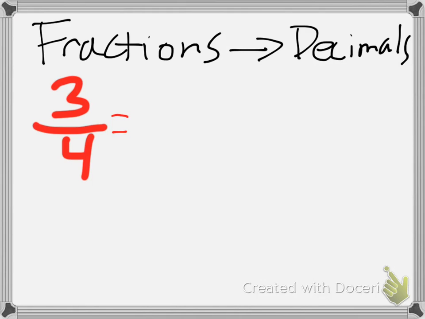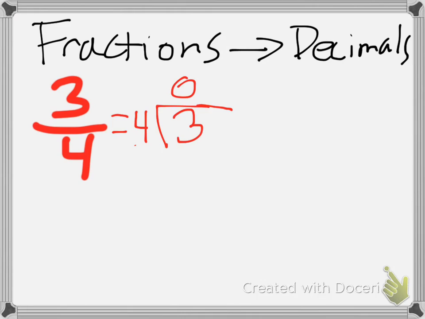The biggest piece I have to remember is that the top number is my dividend and the bottom number, or the denominator, is my divisor. So this tells me it's 3 divided by, or split into, 4 parts. And so that's what I'm looking at doing right now. 3 divided by 4. And now I just follow my process for long division.